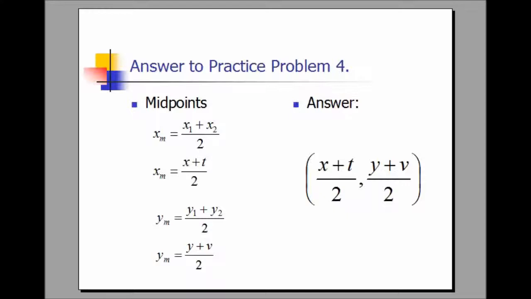We are simply substituting into the midpoint formula. We replace x sub 1 with x and x sub 2 with t. This gives us x plus t over 2. To find the y-coordinate of the midpoint, we replace y sub 1 with y and y sub 2 with v. This gives y plus v over 2.